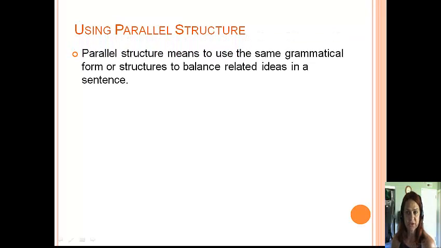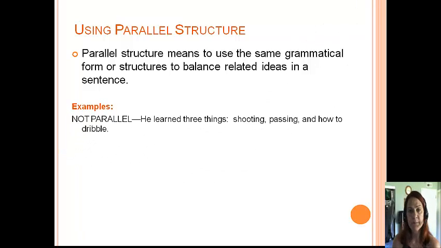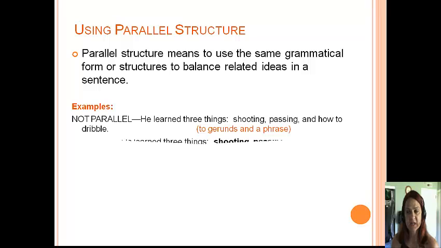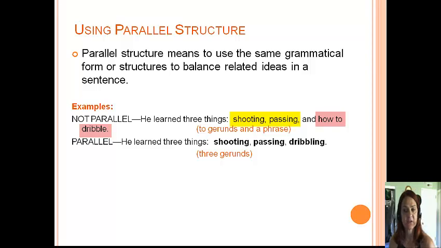Using parallel structure. Parallel structure means to use the same grammatical form or structures to balance related ideas and sentences. Kind of a hard definition to understand, but you'll understand it when you see the examples. So let's look at this. Not parallel. He learned 3 things: shooting, passing, and how to dribble. So we have the gerund shooting, the gerund passing, and then we have a phrase, how to dribble. Rewriting that is a parallel sentence. It would be he learned 3 things: shooting, passing, dribbling. You have 3 gerunds.